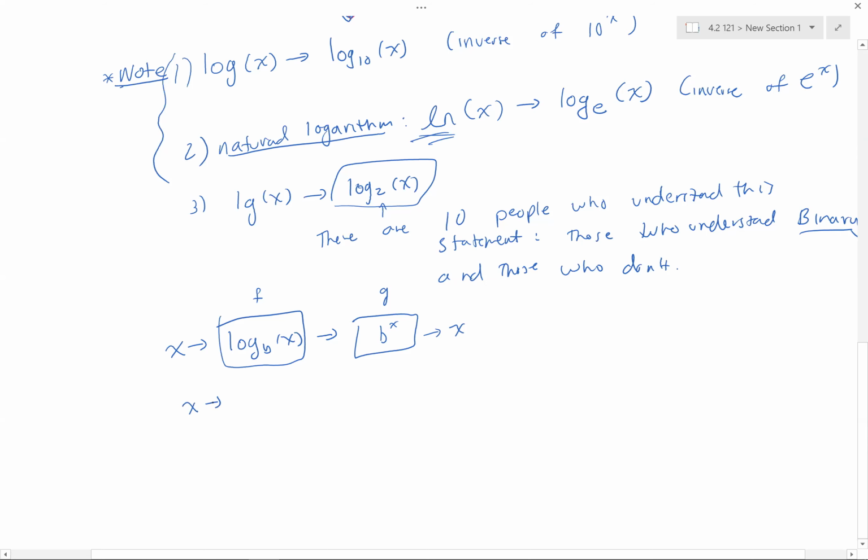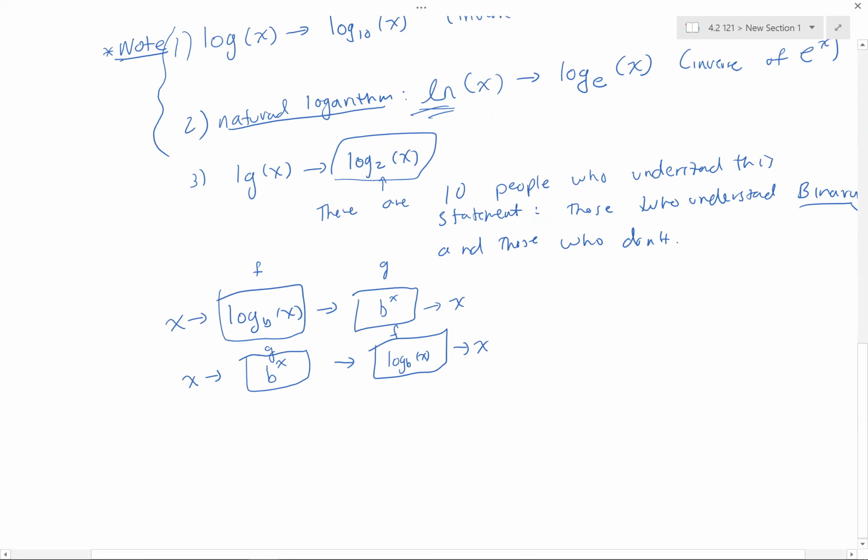Similarly, you can plug x into, we're doing the reverse order here. If you raise the number b to the x power, and then you plug that into the log base b function, so this is g, this is f, again, they cancel each other out. Just like if f were multiply by 2 and g were divide by 2, they undo each other. All right, so that's how we define logarithms.